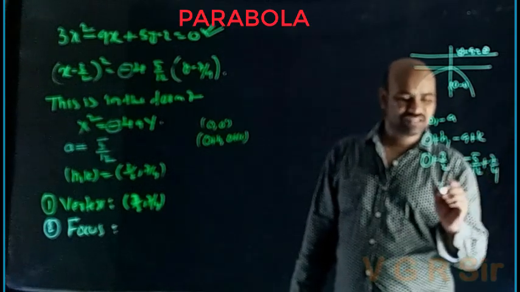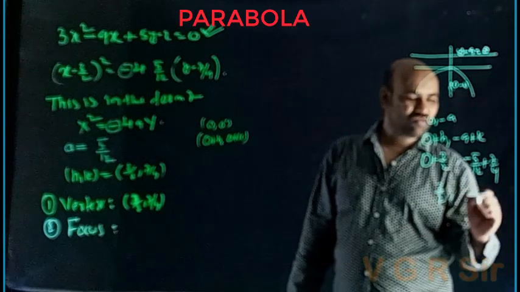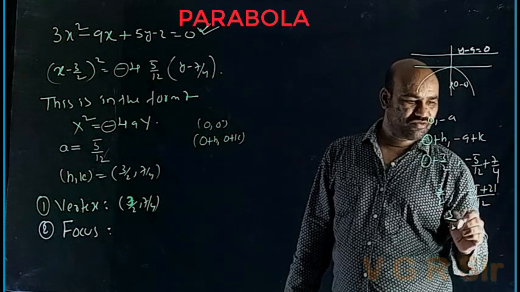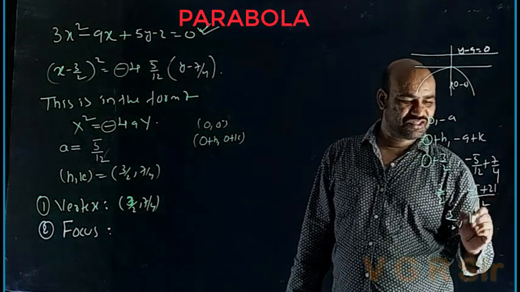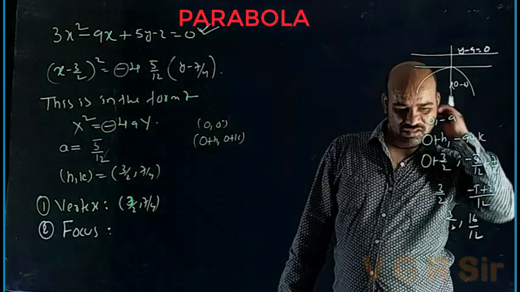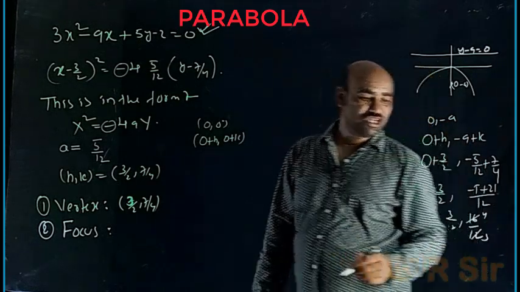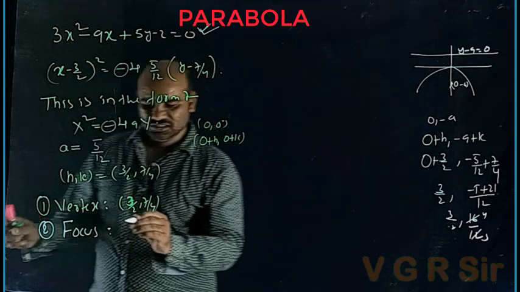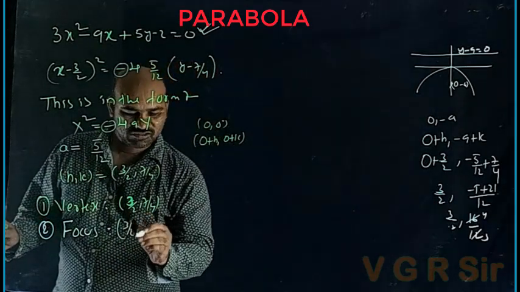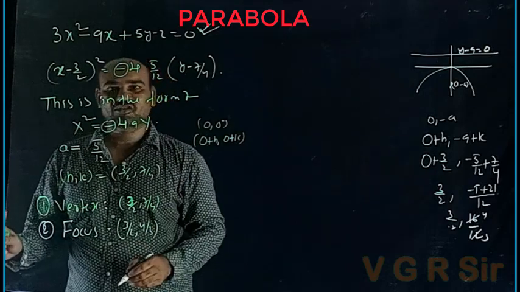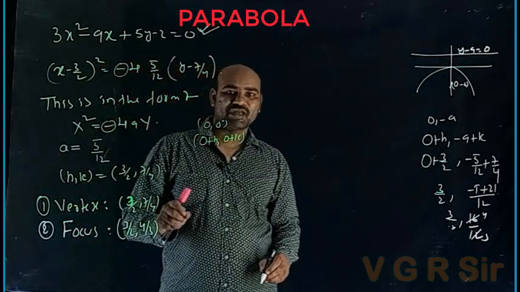So I want to simplify this. 3 by 2 comma, here the LCM is 12, so minus 5 plus 21. So 3 by 2 comma 16 by 12. 16 is correct. 4 fours are 16, 4 threes are 12, so 3 by 2 comma 4 by 3. This is the focus. Now I got the focus of the new parabola.